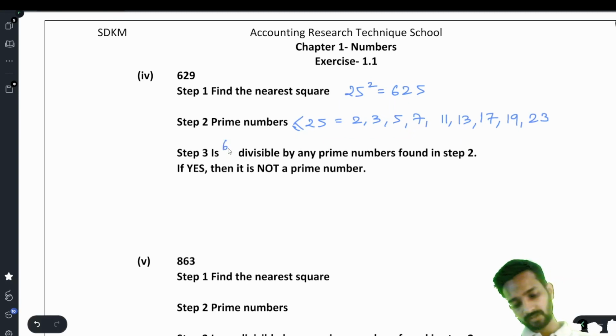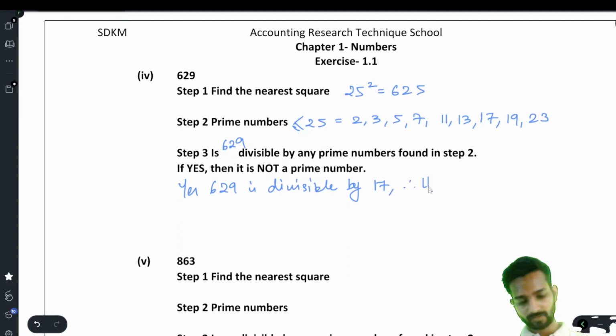Now, is 629 divisible by any prime number found in step 2? Yes, say yes, 629 is divisible by 17, therefore it is not a prime number.